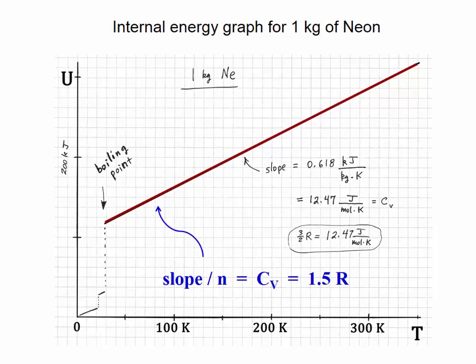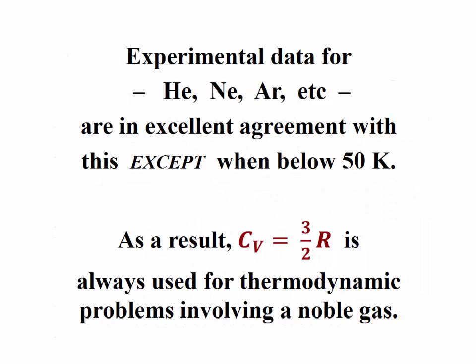If we look at a graph of neon, as long as we're above its boiling point, it has a slope per mole of 3/2 R. In fact, as long as we are away from what happens as it condenses into a liquid and eventually becomes a solid, say at temperatures above 50 Kelvin, everything is very well behaved and in good agreement with this ideal model. Experimental data for other ideal gases, that is, noble gases, is similar. So as long as we're well away from the phase transition, as long as they're a gas, say at room temperature, this result of CV equals 3/2 R can be used for thermodynamic problems, and that's what we do.